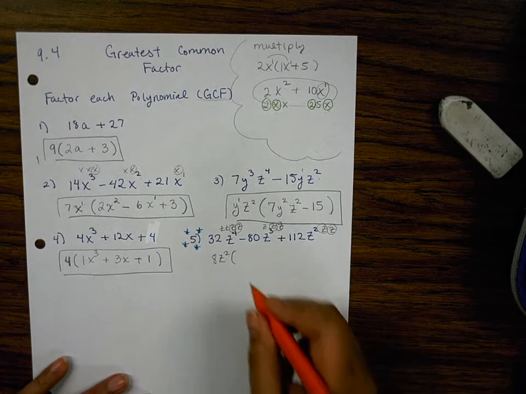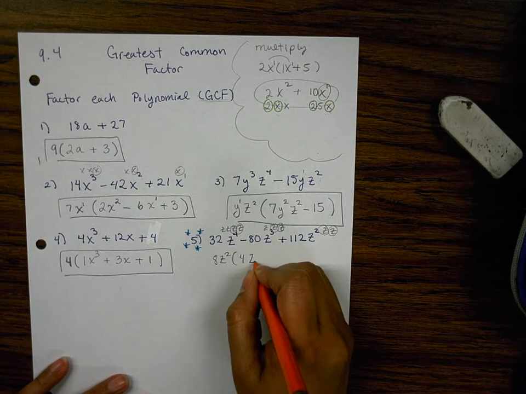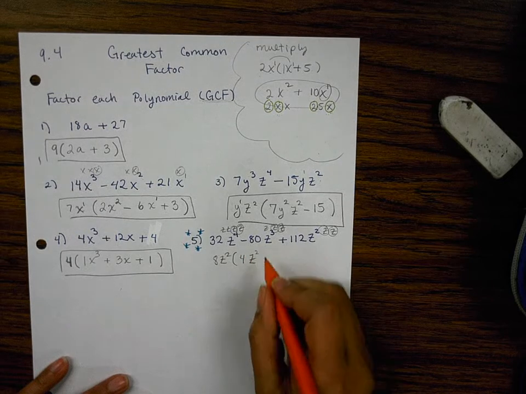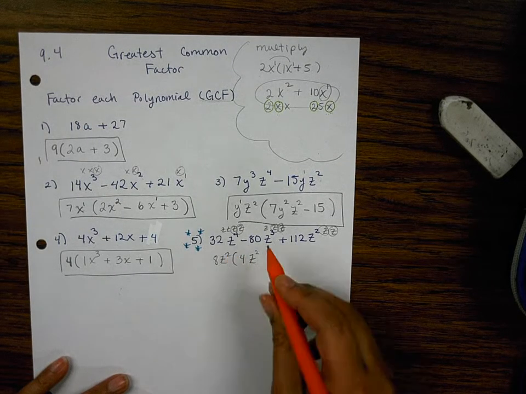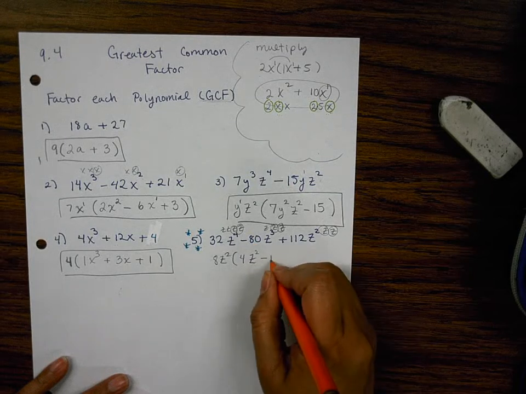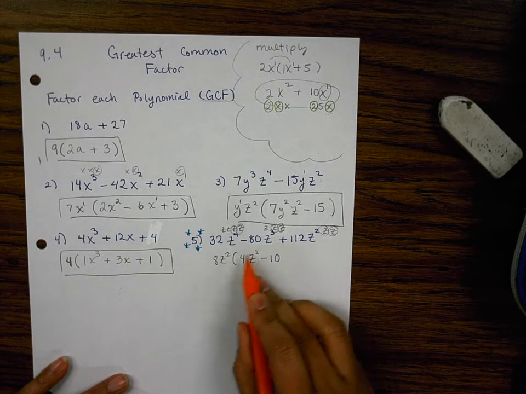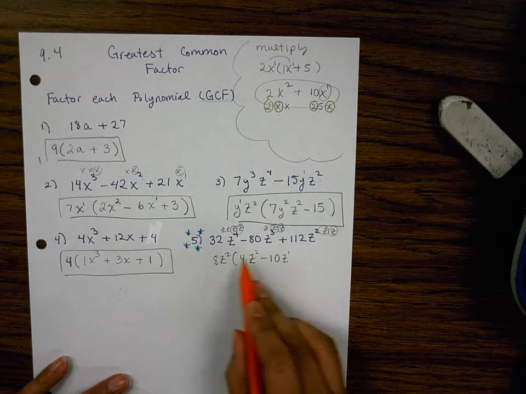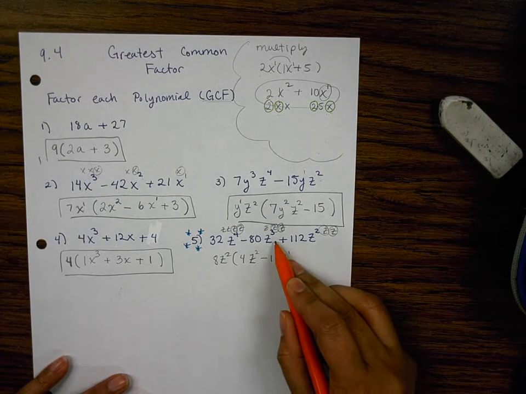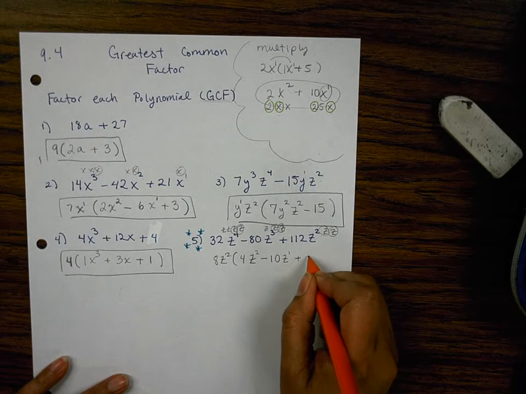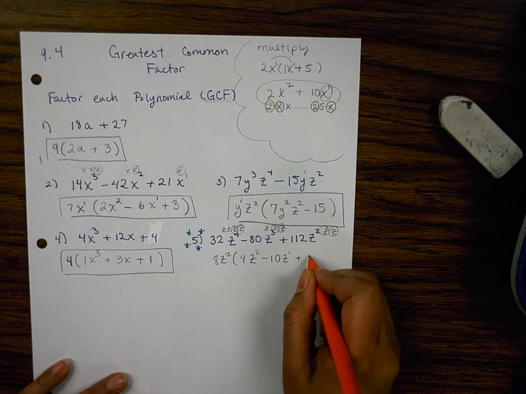Okay, 8 times what is 32? 4. z squared plus what is z to the 4th? That would be another 2. z squared, z squared, z to the 4th. Minus 8 times what is 80? 10. I want z cubed. I only have z squared. So I put one more z, because z squared and z to the 1, when I add the exponents, I get z cubed. And then plus, what did we say that was?